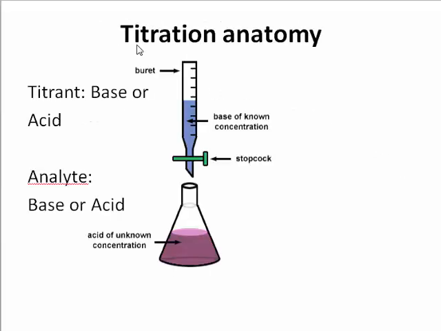It's well to review briefly the anatomy of a titration before we carry on. In general, you have an analyte, which for this discussion will be a base or an acid, generally of unknown concentration, and you are attempting to determine its concentration by the addition of titrant, which is also a base or acid and which is of known concentration.